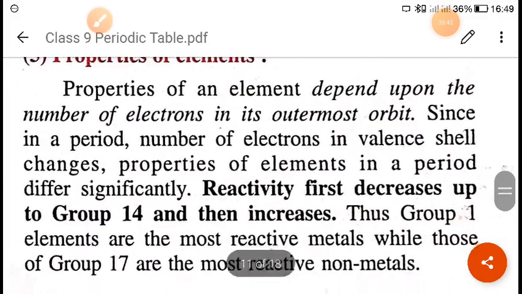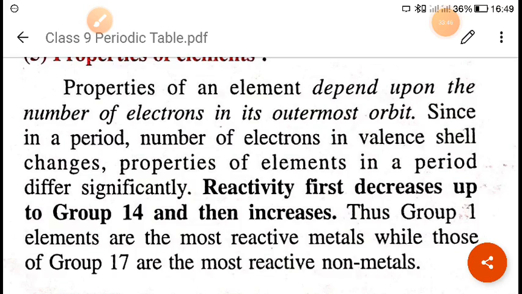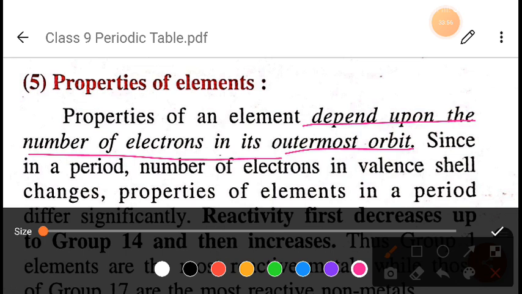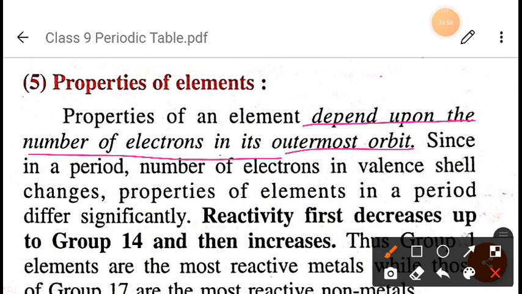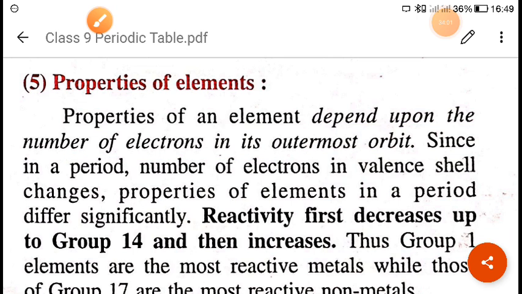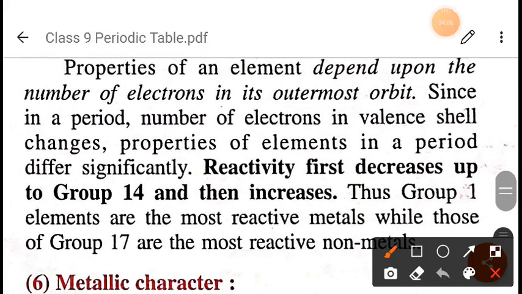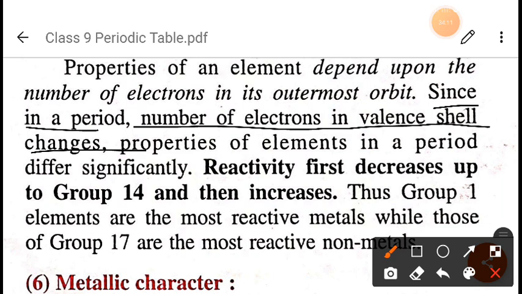Now, properties. When we talk about the properties, as I have already explained, they will depend upon the number of electrons in the outermost orbit, which means they will depend on the valence shell or valence electrons, right? Since in a period the number of electrons in the valence shell changes, we have seen that in a period the number of shells remains the same, but the number of electrons is changing in the valence shell, right?